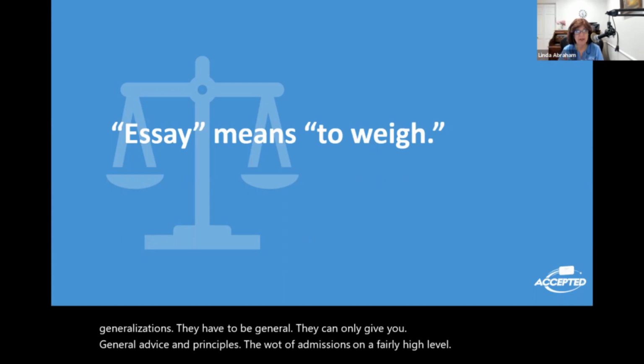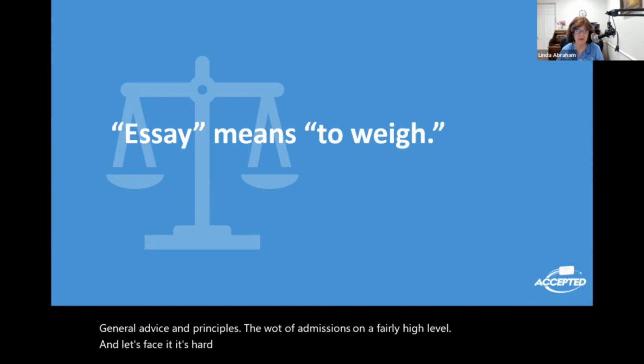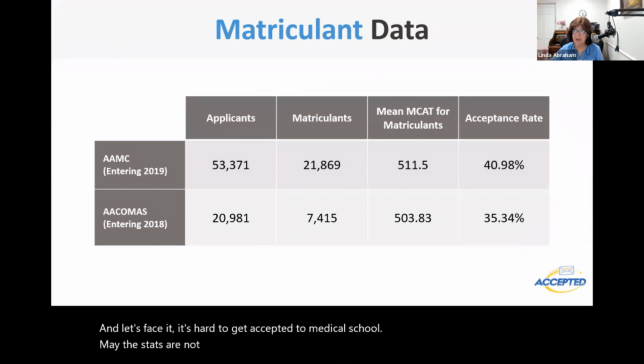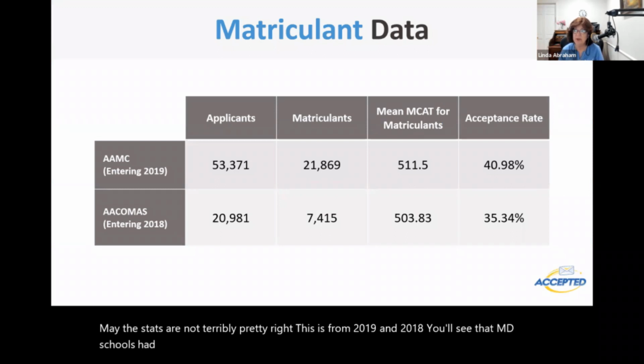And let's face it, it's hard to get accepted to medical school, right? The stats are not terribly pretty, right? This is from 2019 and 2018. You'll see that MD schools had a just under 41% acceptance rate, or applicants had a 41% acceptance rate, I should say. Schools had much lower rates.